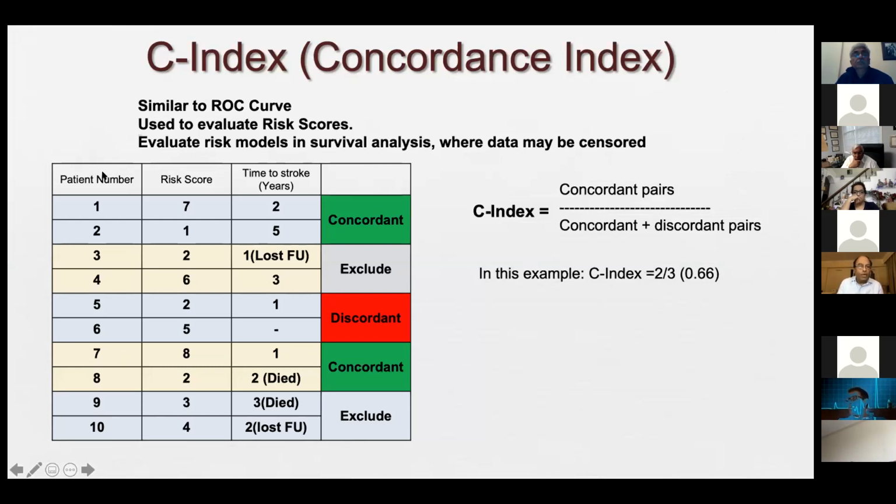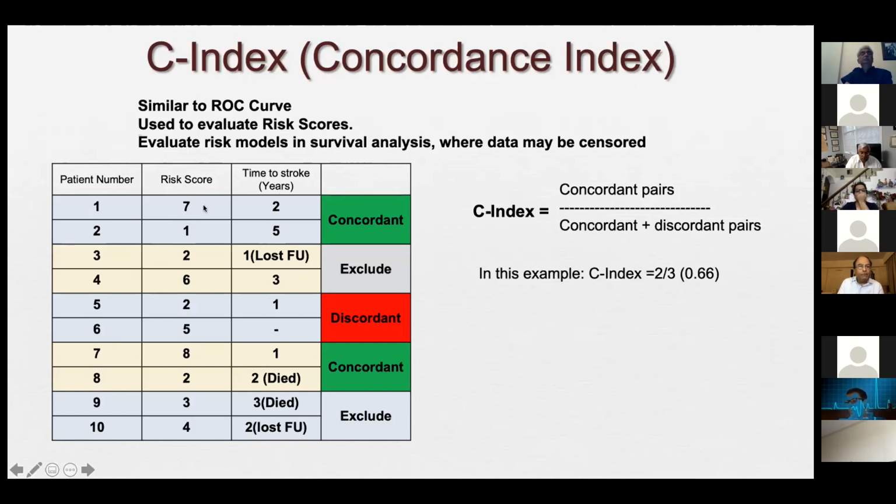What we do here is classify the patients into pairs. In this example, in the left column we have patient numbers 1 to 10. In the middle column we have the risk score, say for example the CHADS-VASc risk score. And in the third column we have the time to stroke. You could draw Kaplan-Meier curves, but when you find there is a lot of censoring, a lot of data is lost, that is when the C index is most effective. So this is the time to stroke.